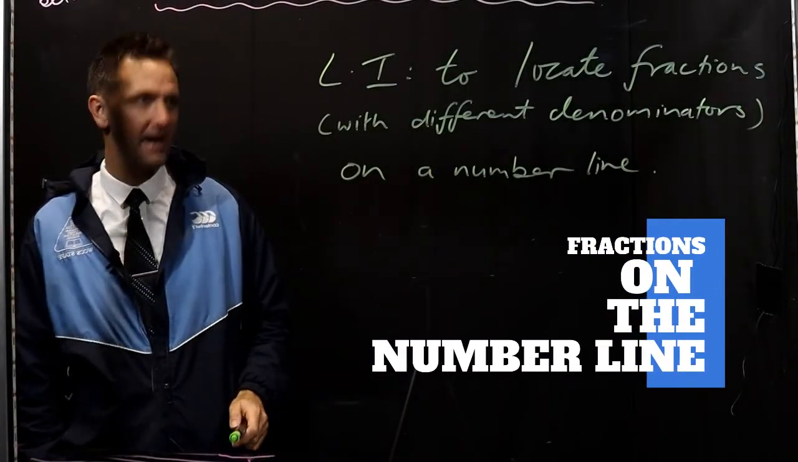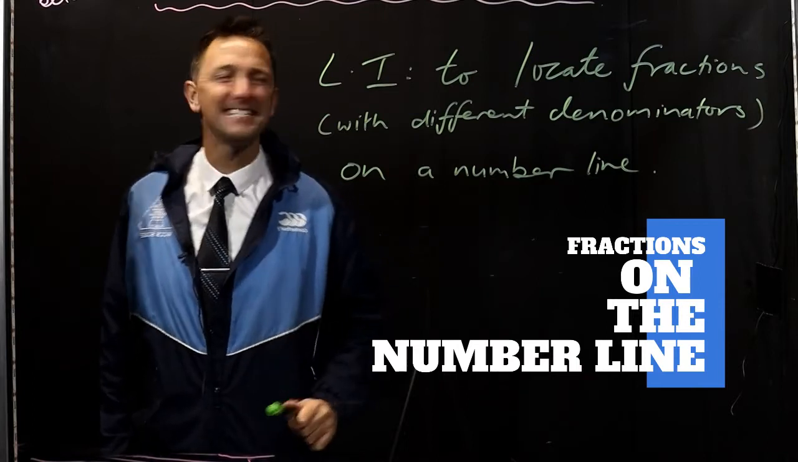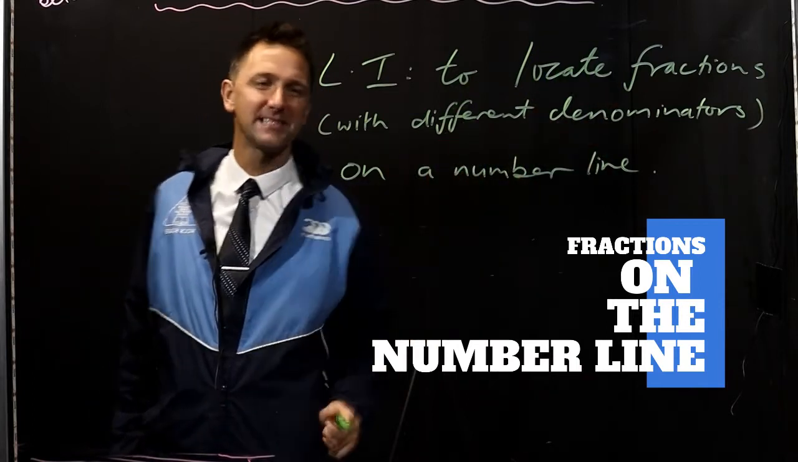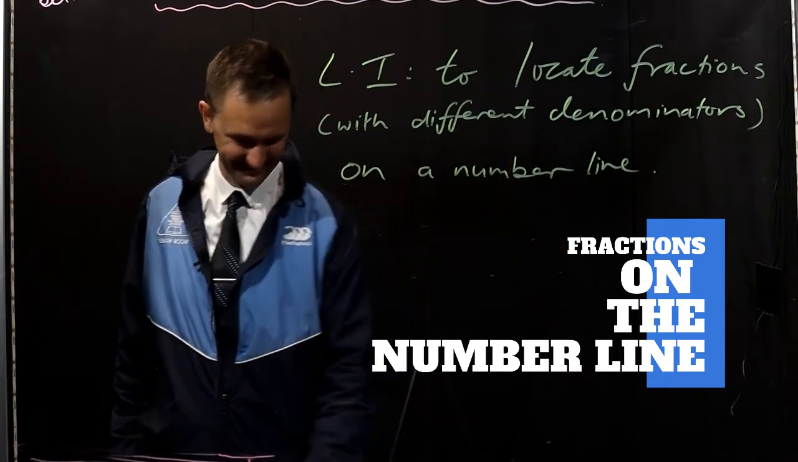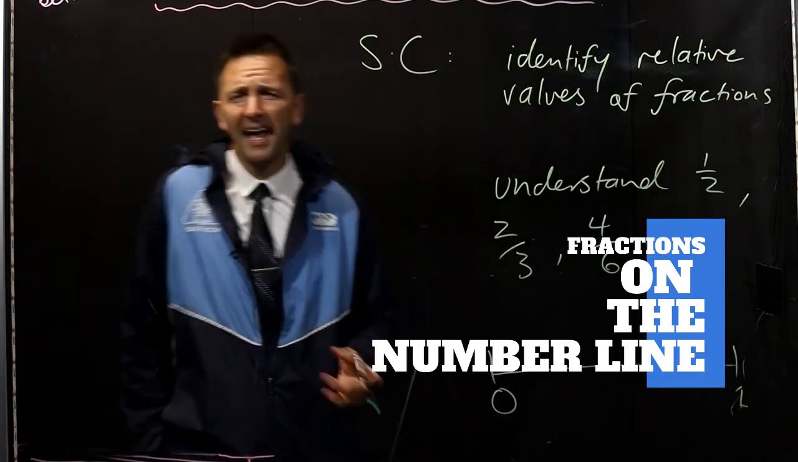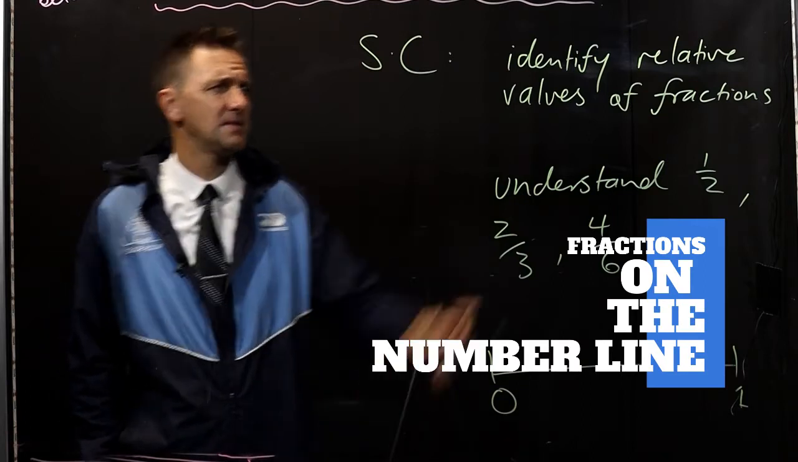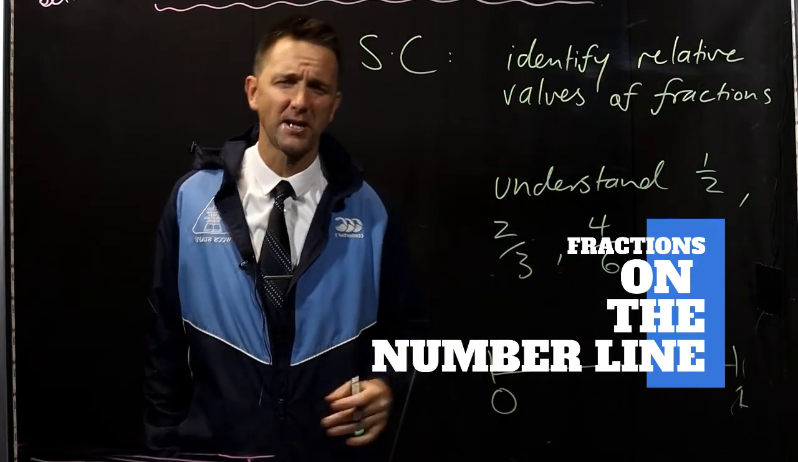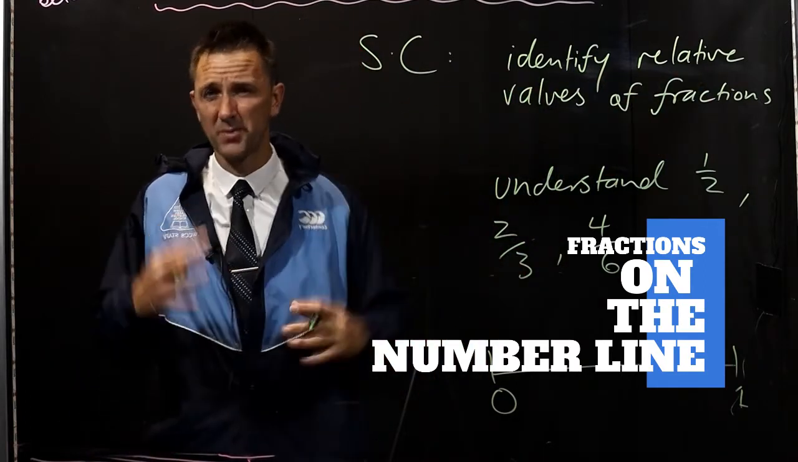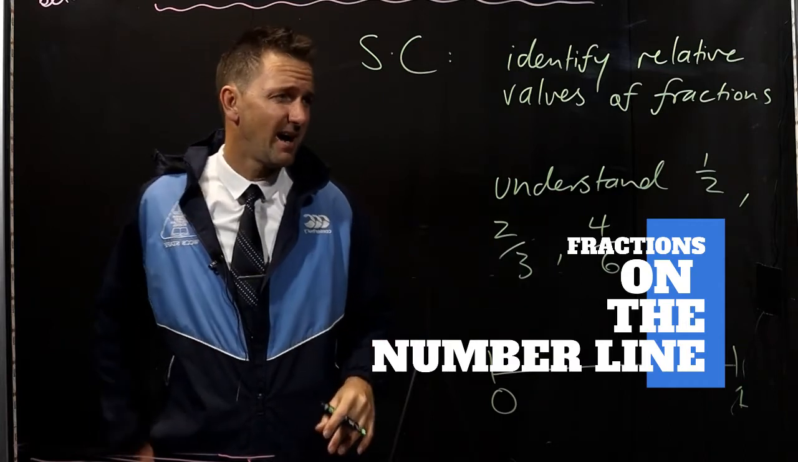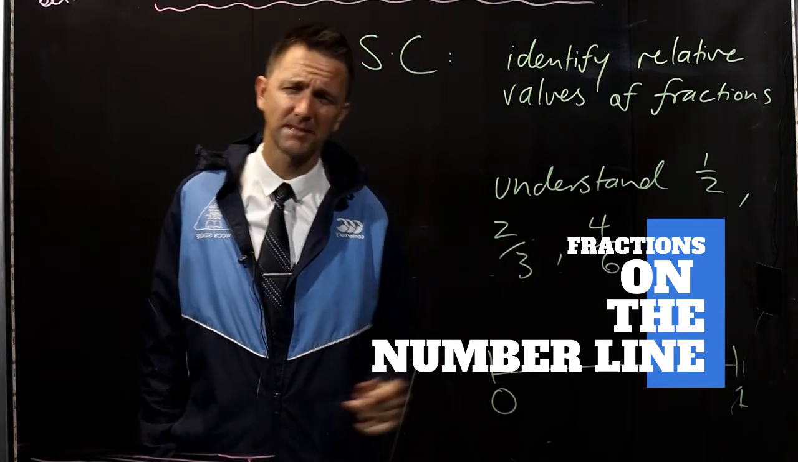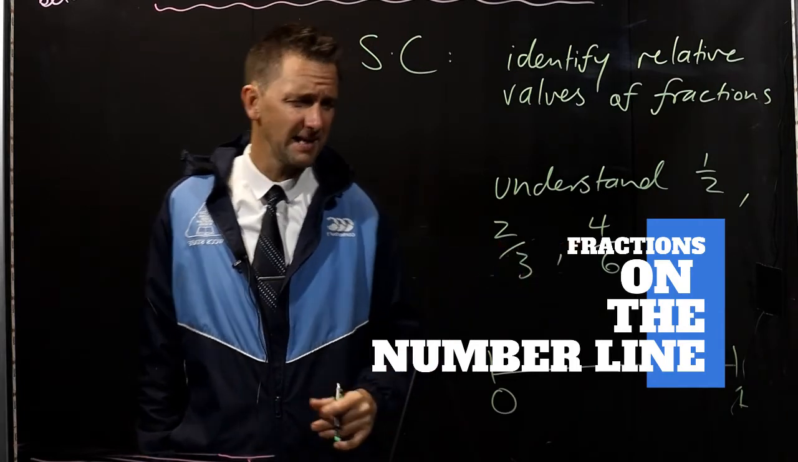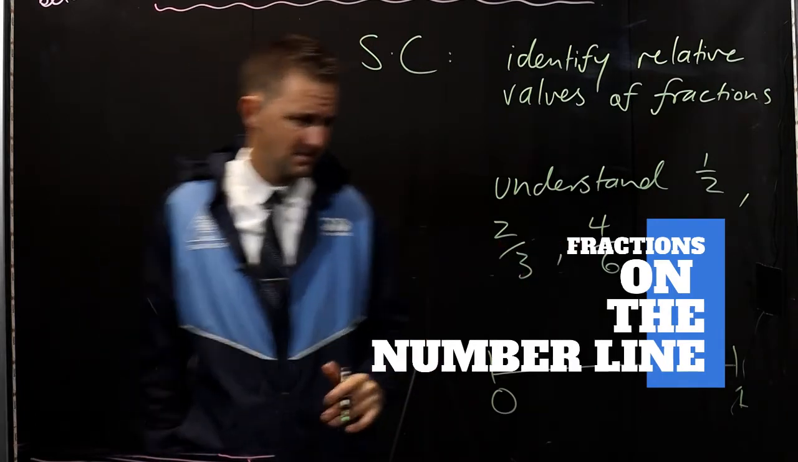Today our learning intention is to locate fractions with different denominators on a number line. And our success criteria might be to identify the relative value of fractions. Relative means which one's higher, which one's lower compared to each other. You want to be able to understand what a half of something is, what 2/3 of something is, what 4/6 of something is, and it's going to look a bit like this.